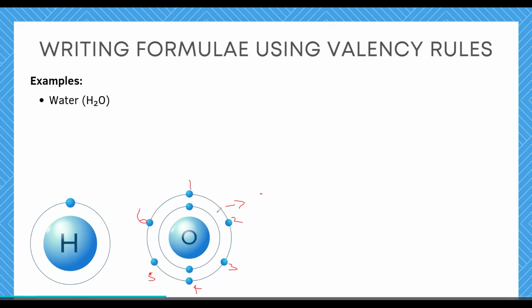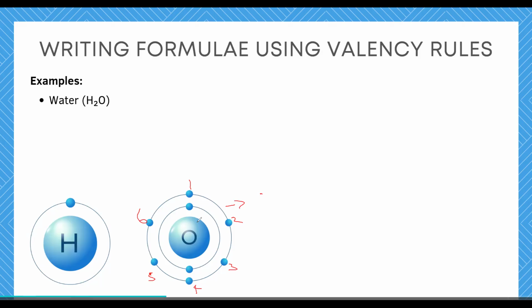No, 8. You need 8 in total. The valency of an element is the number of electrons that it can gain or lose. Do you remember that? Yeah, I remember that.